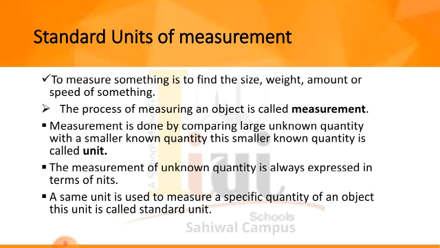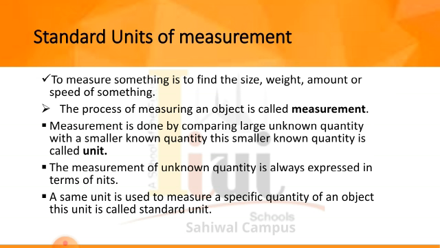So for measurement, we have to use a smaller known quantity and measure or compare the other object that has a larger length or a larger unknown quantity. The first internationally accepted standard of length was prepared using a bar of platinum iridium alloy called the standard meter. This standard meter is kept at the International Bureau of Weights and Measures near Paris in France.